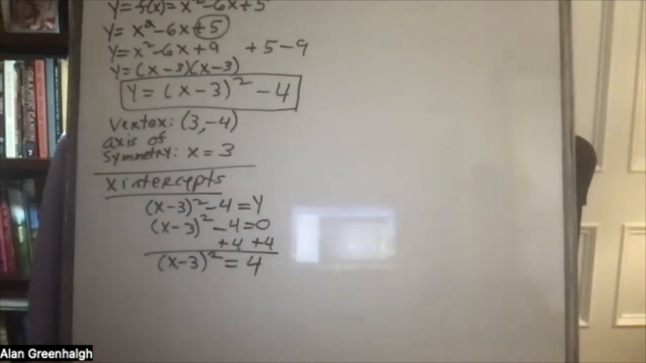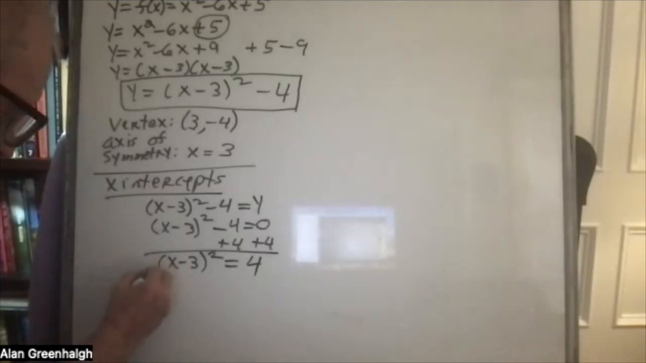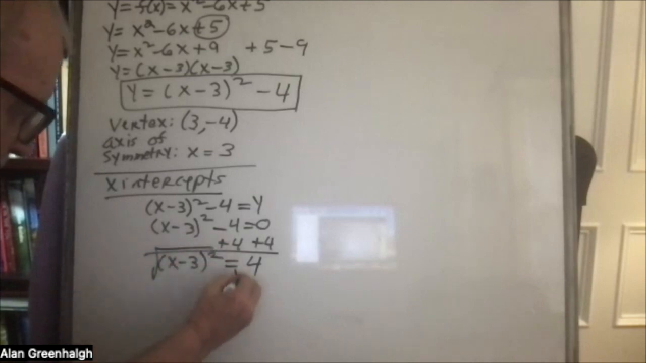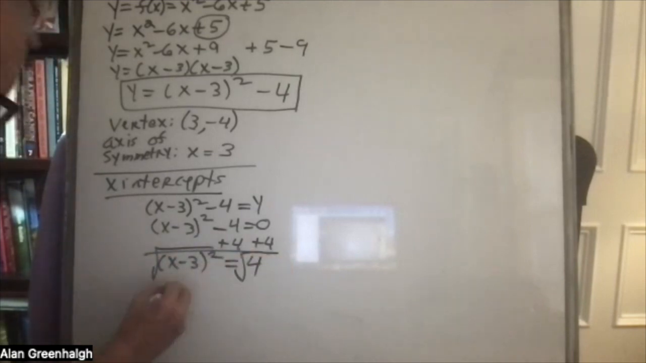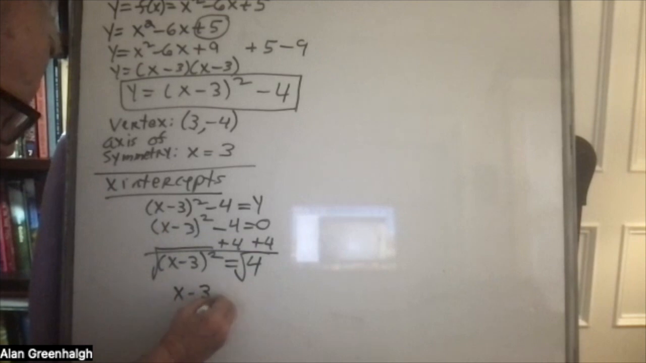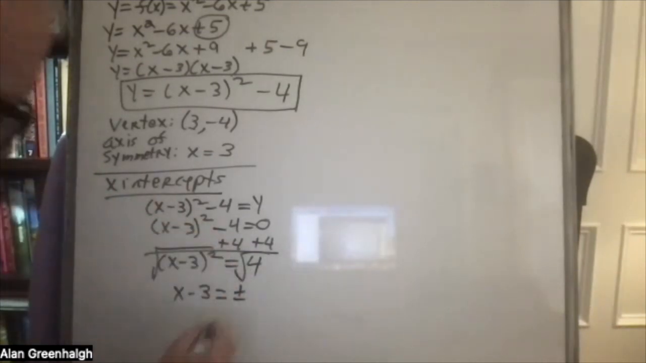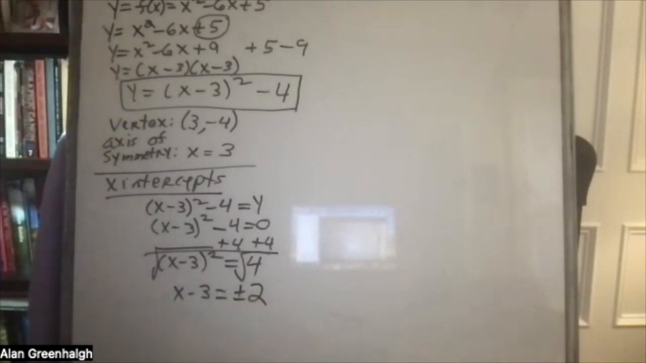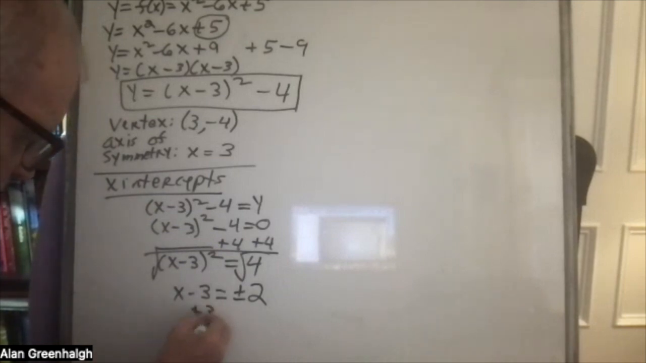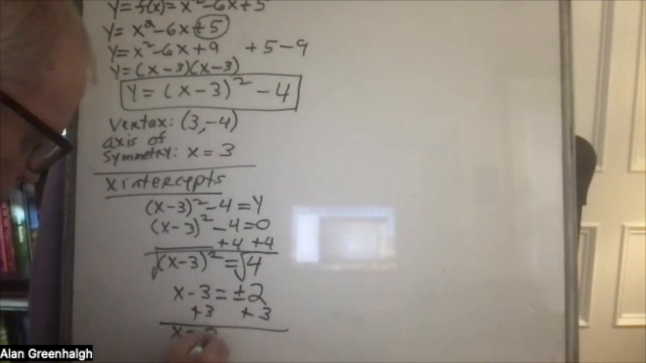Again, that's very, very good. I created a problem which would make it very, very good. X minus 3 will equal plus or minus the square root of 4, which is 2. That's good. I add 3 to both sides. X will equal 3 plus or minus 2.